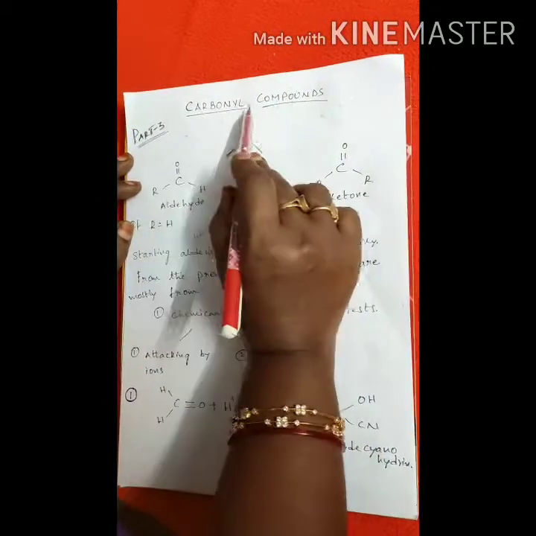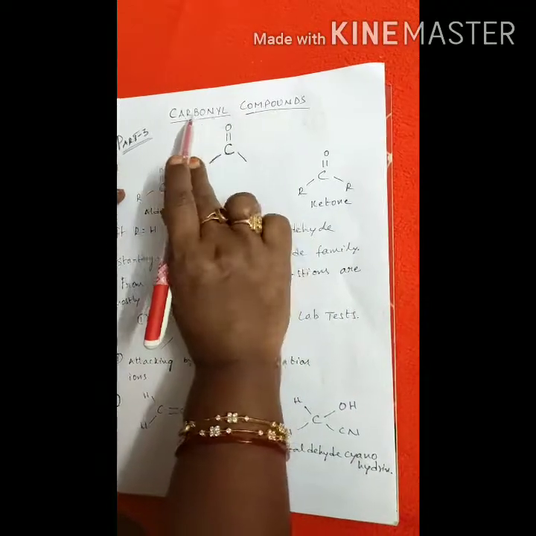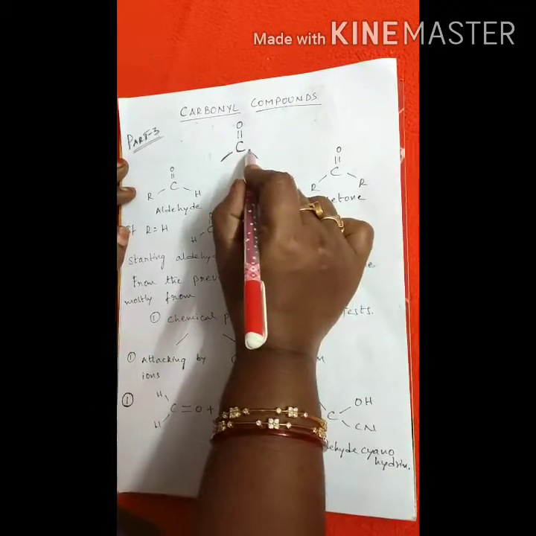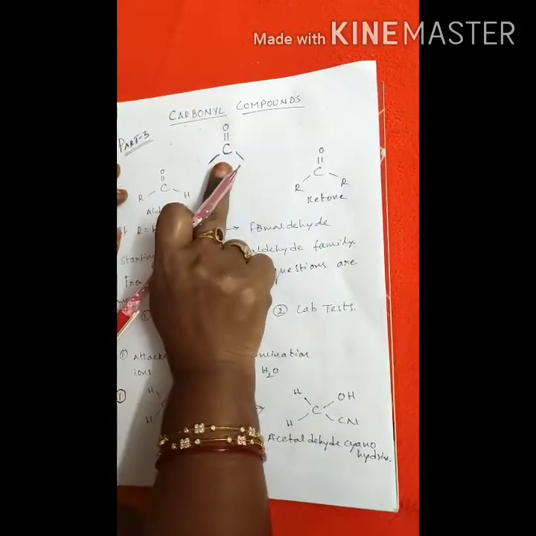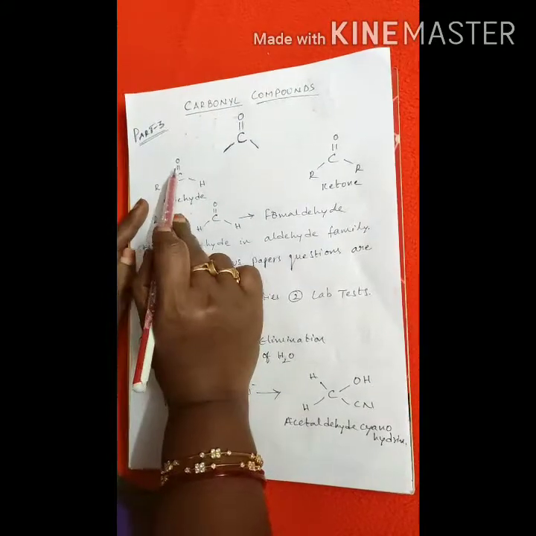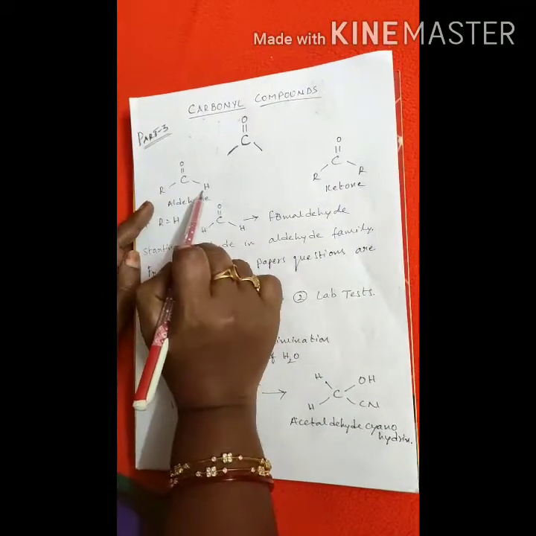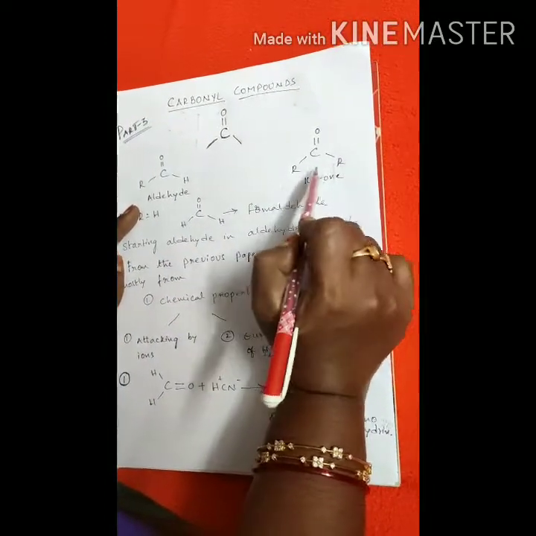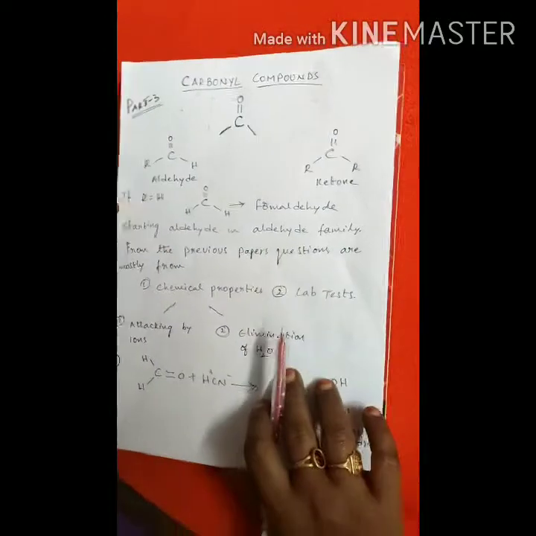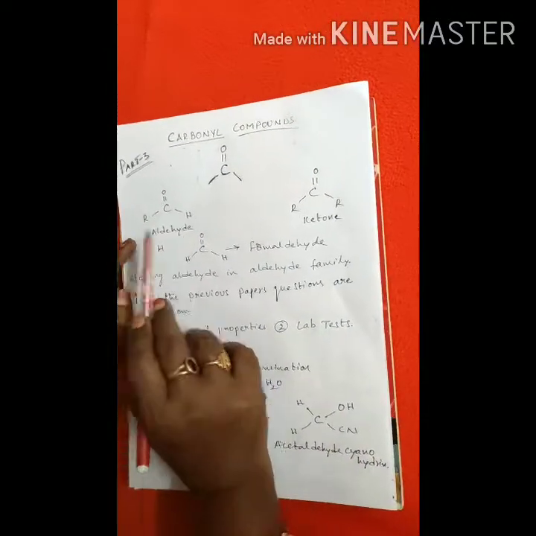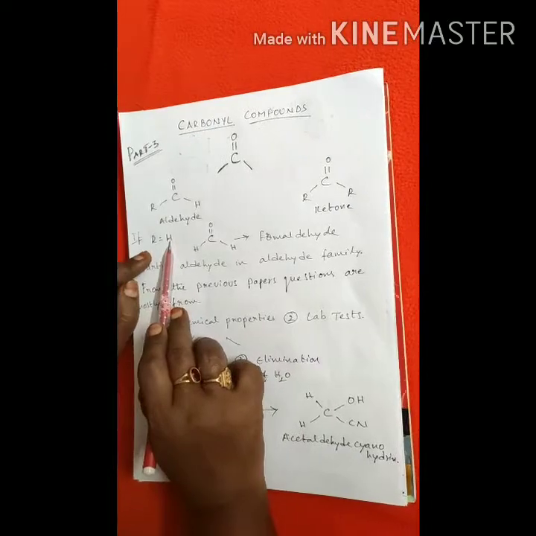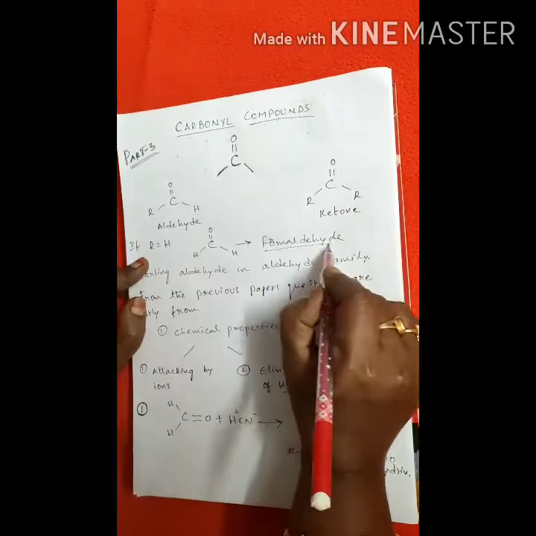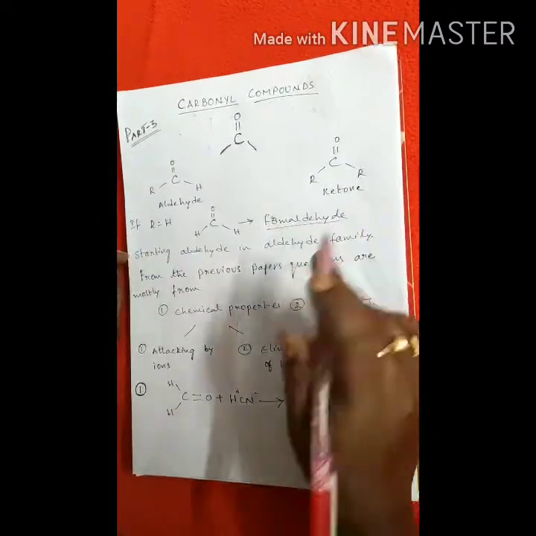So here carbonyl compounds means carbonyl group. This is the C double bond O group and it is attached with two different groups. So this is the carbonyl group. If a carbonyl group contains an alkyl group and a hydrogen, then it is known as an aldehyde. If a carbonyl group is attached with two alkyl groups, then it is known as a ketone. The special case in aldehyde is that in the place of R, if H is substituted, that is HCHO, then it is known as formaldehyde. So this is the starting aldehyde in the aldehyde family.